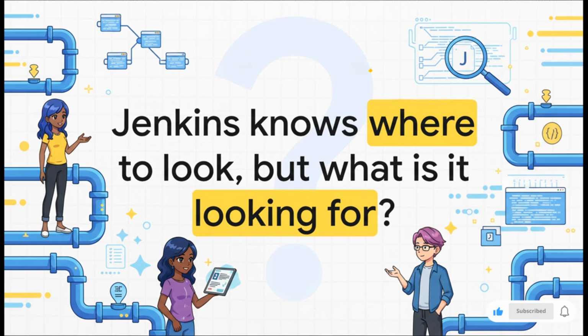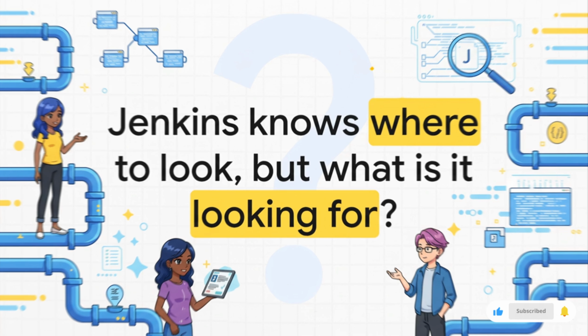And this really gets to the heart of it all. We've perfectly configured the where to look and the which branches to scan. We told Jenkins which repository to check and which branches we care about. But we haven't actually told it what to do. What instructions is it supposed to be looking for inside those branches? What in the world is a Jenkinsfile? And that's exactly what we'll cover in our next explainer.